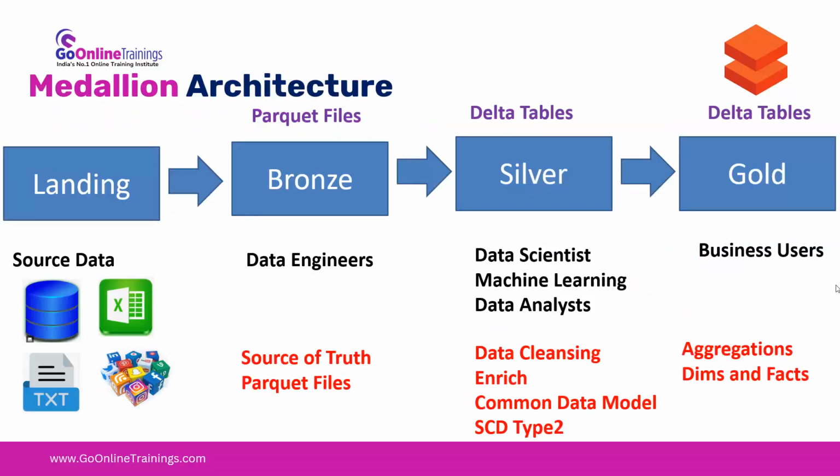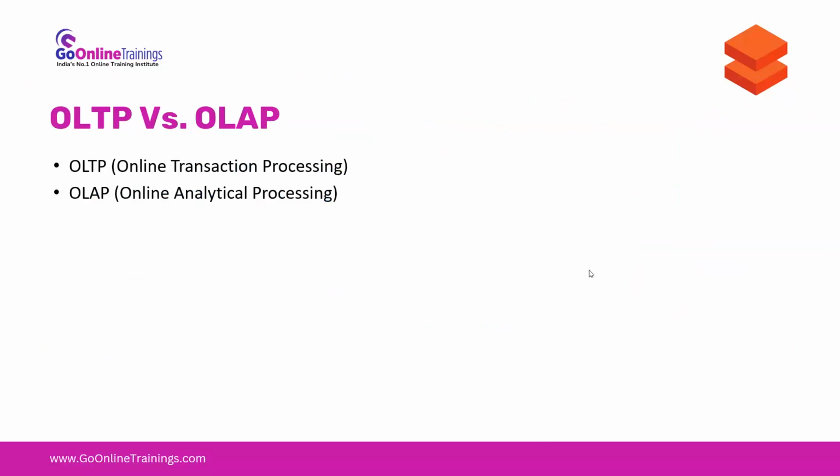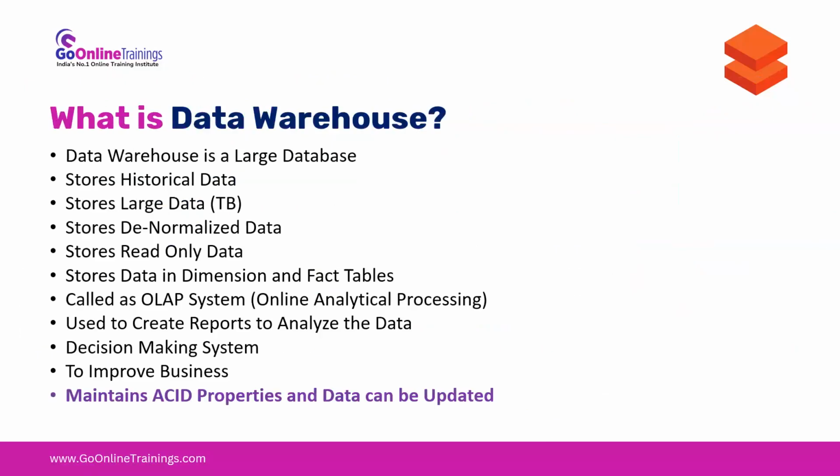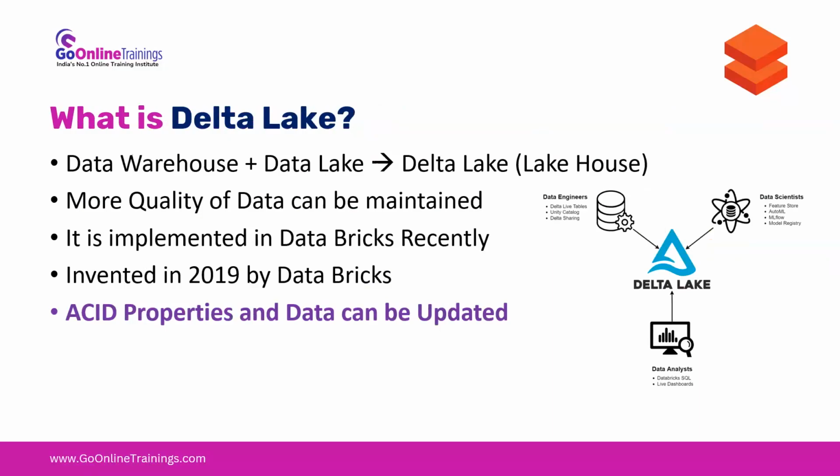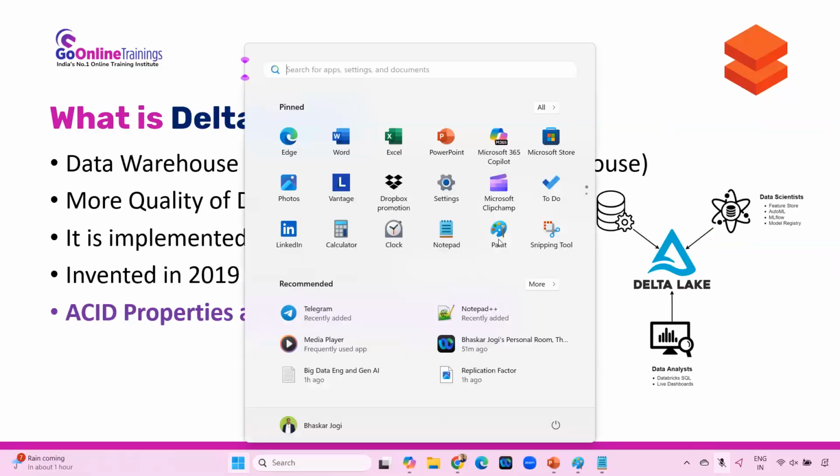If you see my medallion architecture, where I'm storing Delta tables, it means my data is going to have more ACID properties implemented. What are ACID properties? Atomicity, consistency, isolation, durability. If they are not there, you will have inconsistent data. Inconsistent data everywhere. So that is very, very important.